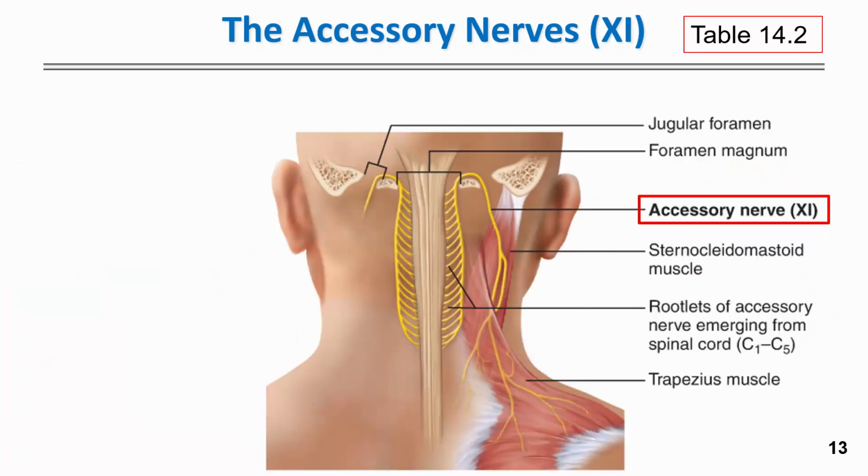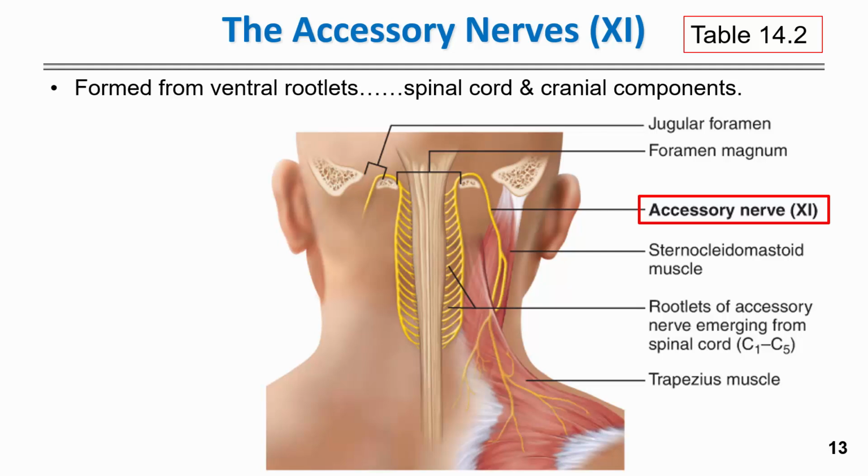The accessory nerves, or cranial nerve 11, functions as a motor nerve only. And this nerve is formed from what are called ventral rootlets. So small roots that extend from the central nervous system will form the accessory nerve, cranial nerve 11, as you can see here in this illustration. And the accessory nerve, as indicated, it is a motor nerve only, and you can see the branches extending to the muscles that control the head and neck, including the sternocleidomastoid and the trapezius muscle.